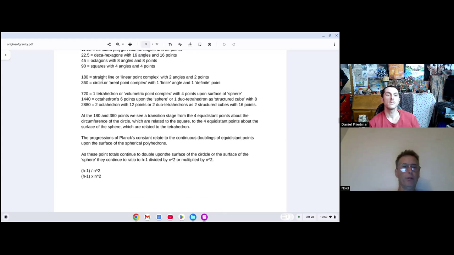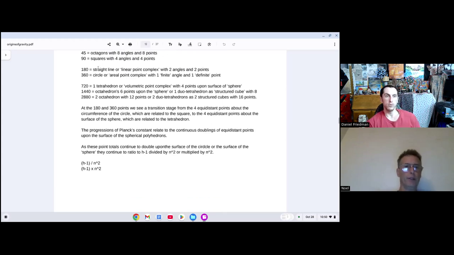Now, when we go the other direction, we see 720 degrees, this amount of angular orientation with one tetrahedron. 1440 degrees is associated with the octahedron. When these continue to double, we continue to get 4 points, 8 points, 16 points, etc. on the surface of the sphere.